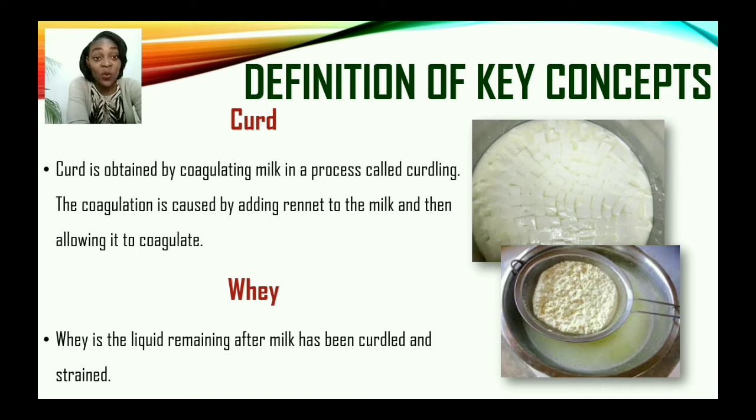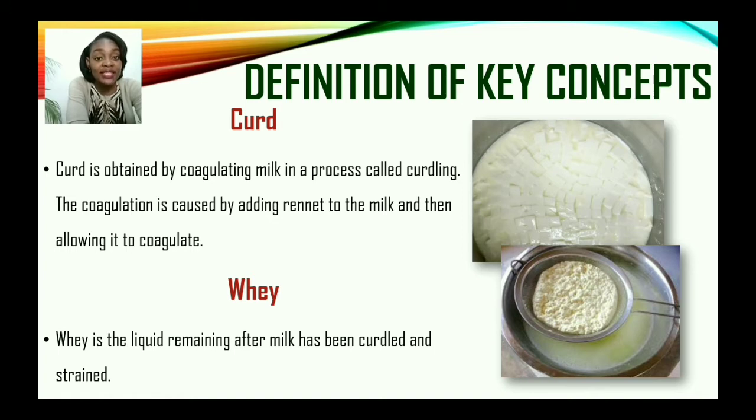Curd is obtained by coagulating milk in a process called curdling. The coagulation is caused by adding rennet to the milk and then allowing it to coagulate. Whey is the liquid remaining after milk has been curdled and strained. Based on the pictures displayed on your right, the top picture is an example of what the curd would look like, and in the second picture, the liquid remaining in the mixing bowl is the whey.